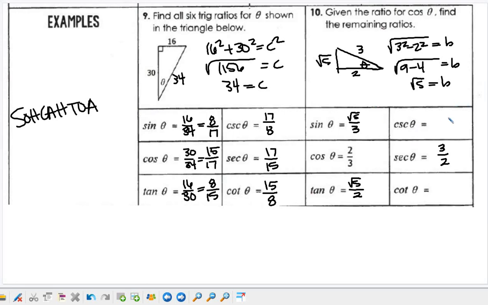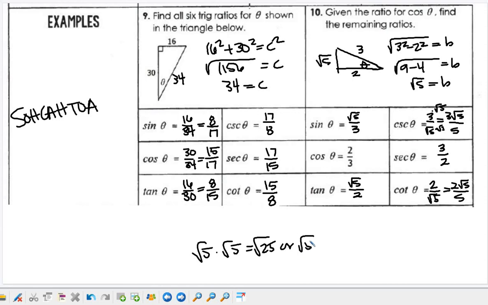So the reciprocals, you just take the reciprocal: 3 over the square root of 5, which we cannot leave that way. We're going to rationalize. Multiply top and bottom by the square root of 5 to rationalize, so 3 square root of 5 over 5. Same here, 2 over the square root of 5. Multiply top and bottom by square root of 5, and you get 2 square root of 5 over 5. Remember the square root of 5 times square root of 5 is the square root of 25, or the square root of 5 squared. Either way, you get 5.